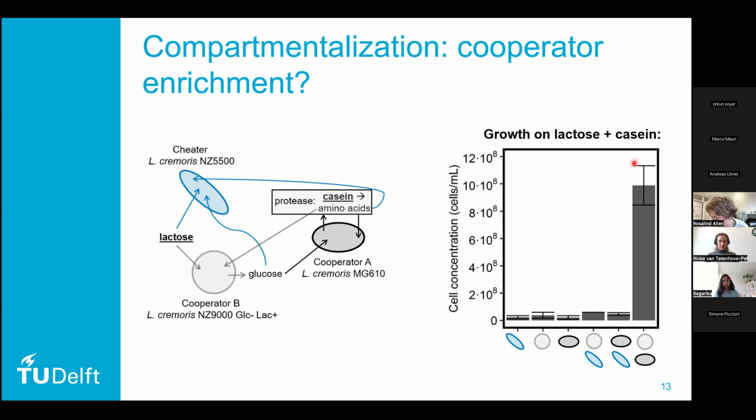So if we look at our consortium and at the different combinations of strains that we can make, as I already said, only when we have cooperator A and cooperator B together, we have good growth. And all the other ones are basically not growing because they either lack a nitrogen source or they lack a carbon source.